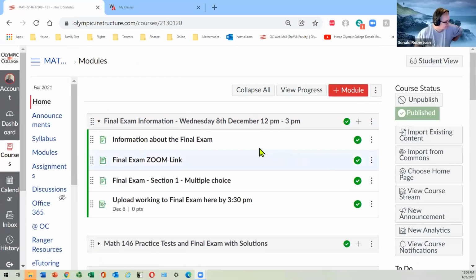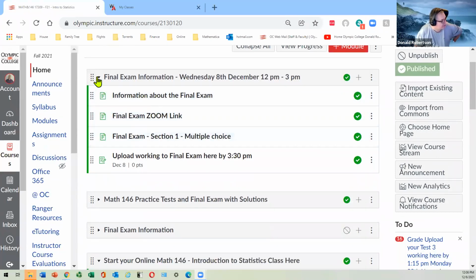So if you haven't already done so, this is the module final exam information. Our exam is going to be Wednesday, 12 till 3. If you get in 10 minutes early, you can get started. That'll give me a chance to make sure that all the PDFs are up and running. So if you're here, you can just get started as soon as they're verified.